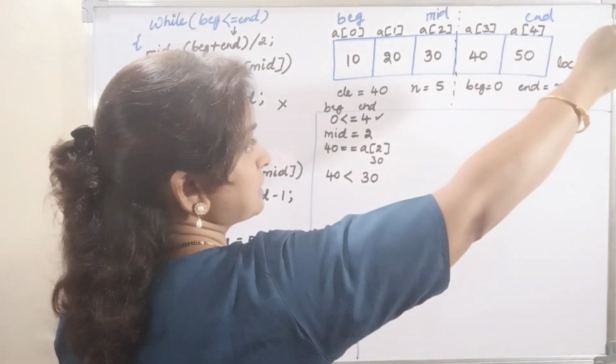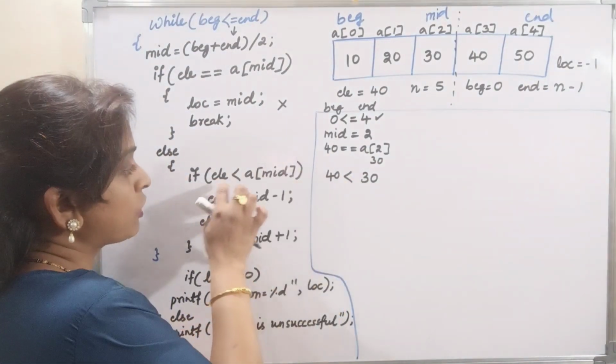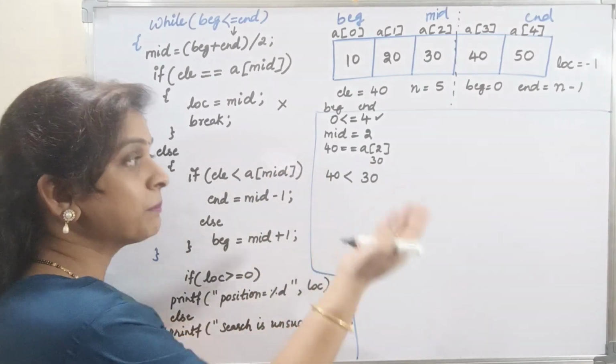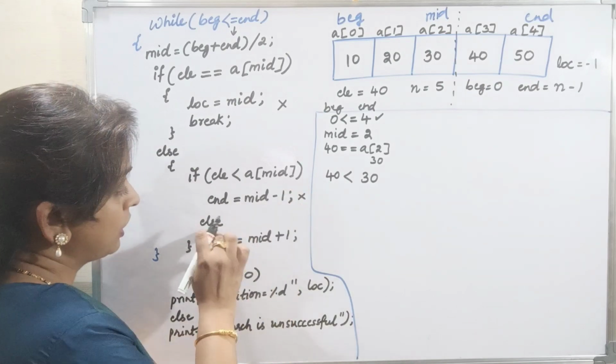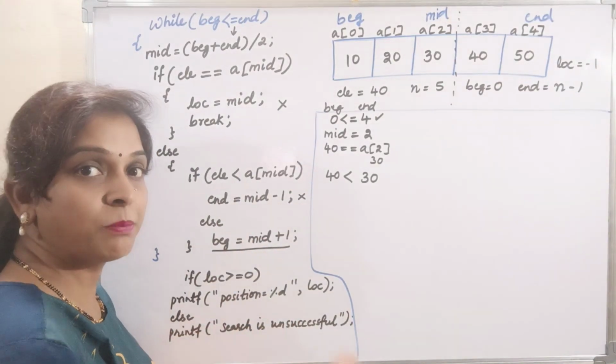So the condition 40 less than 30 will be checked. Condition not satisfied means it is greater. So this immediate statement will be skipped. Go to else part, execute this, where I need to change the beginning value.